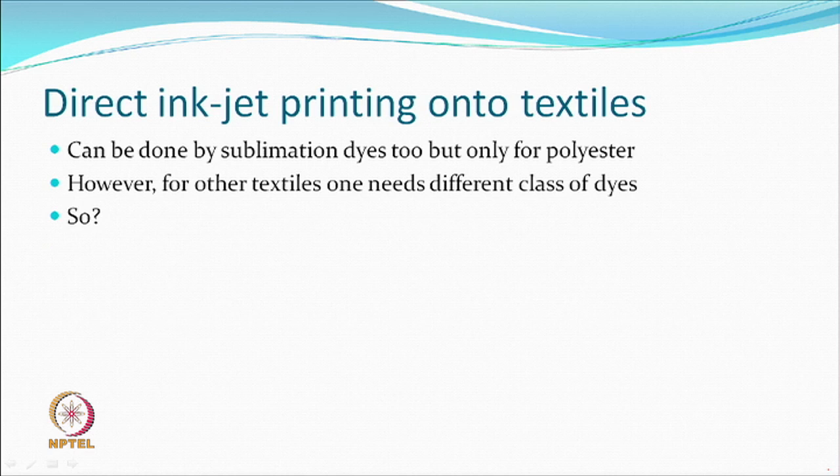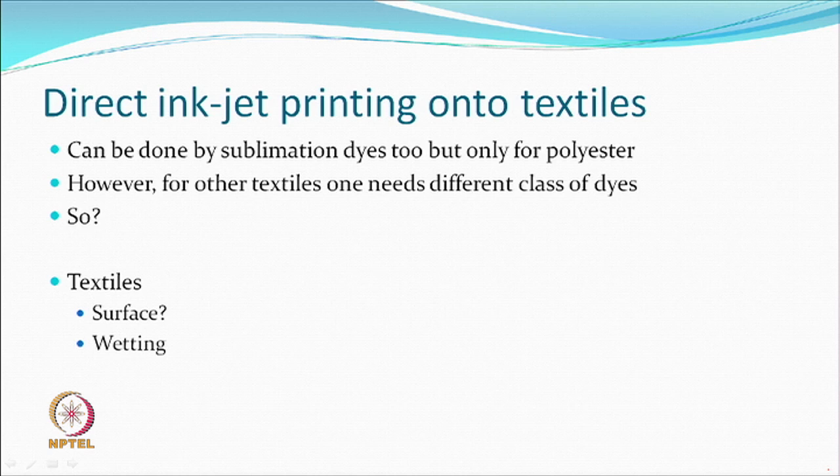So, direct inkjet printing onto textiles can be done by sublimation dyes also, but again on polyester. And as we understood, for other textiles you may require a different class of dyes, and that would mean that you have to modify things. As far as the fabric is concerned, you will modify the surface so it becomes smooth, because a rough surface, it has been scoured, bleached and maybe mercerized, and so the wetting is high, which obviously was required initially.